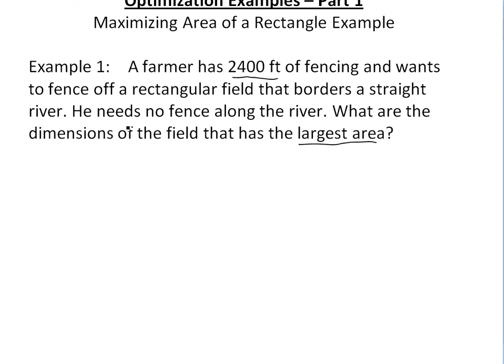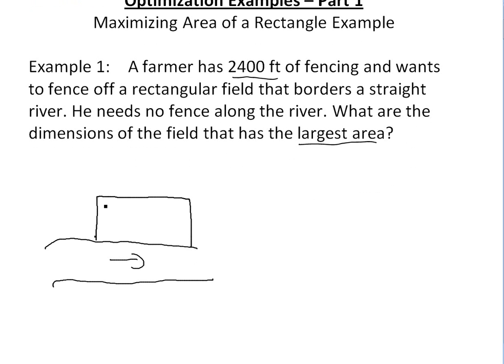First thing to do is draw this problem out to get a better idea of what it is. As you can see, there's a river here. The fencing is a rectangle, so we want something like this, just three lengths. These two are the same, so we can call them X. This would be Y, and the area is this area inside here.